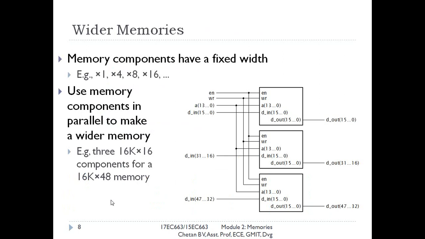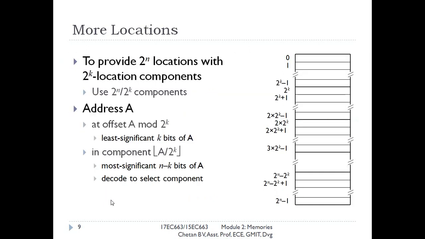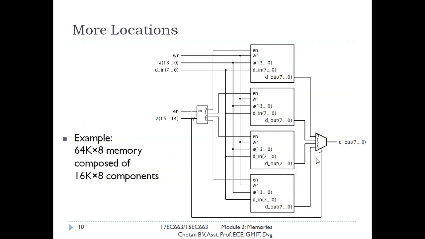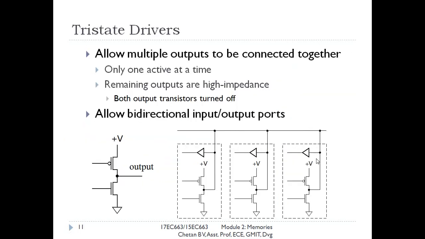We have studied how to increase the size of individual location by combining individual memory components in parallel, so that we can achieve a memory whose locations have more storage size. Next, we have studied how to increase the number of locations in memory. To increase number of locations in memory, we have to combine individual memory components in this fashion, so that the resultant memory will have more number of locations. It is also called as composite memory.